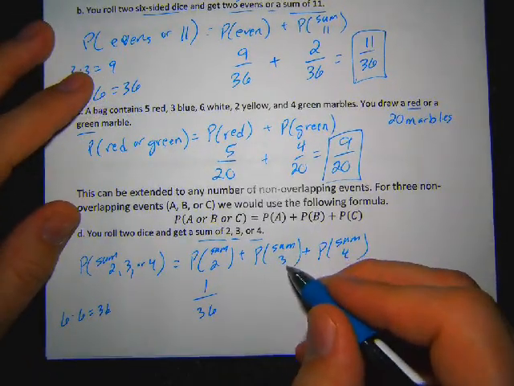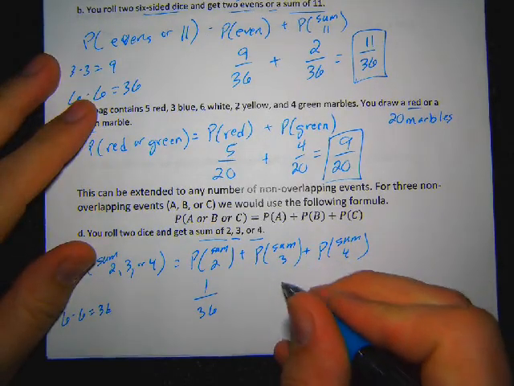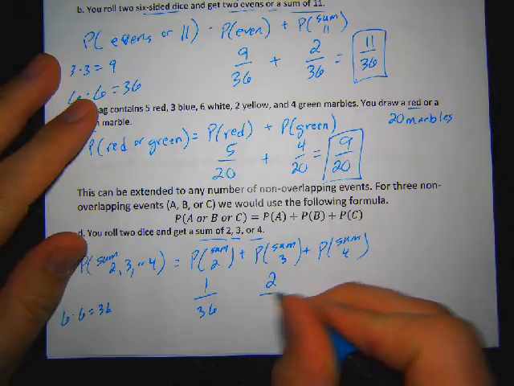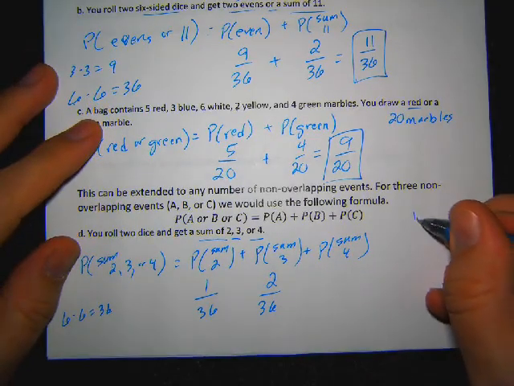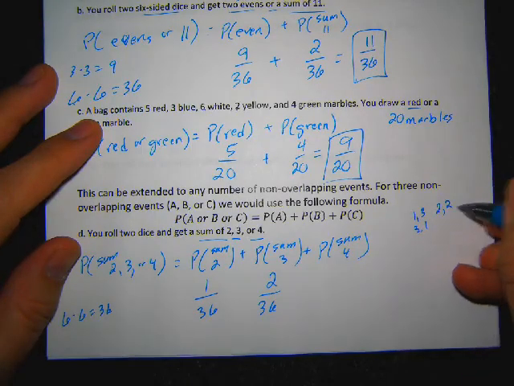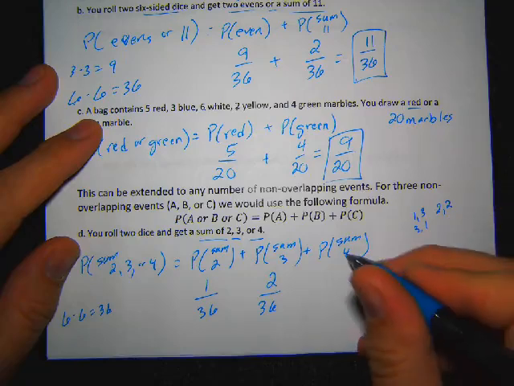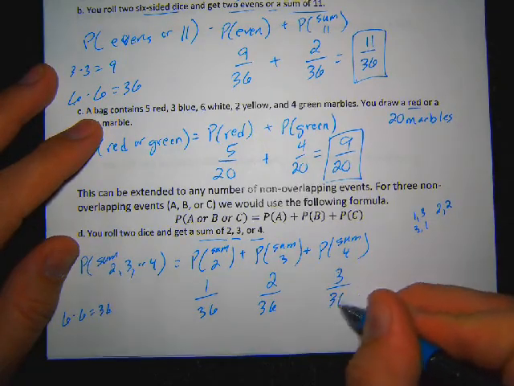Here I want to add to 3, so that's either 1, 2, or 2, 1. Those are the only ways to work. So 2 options out of 36. To add to 4, we could have 1 and 3, 3 and 1, 2 and 2, and that's it. Those are the only ways you can get a sum of 4. So there's 3 options out of 36 that work to add to 4.